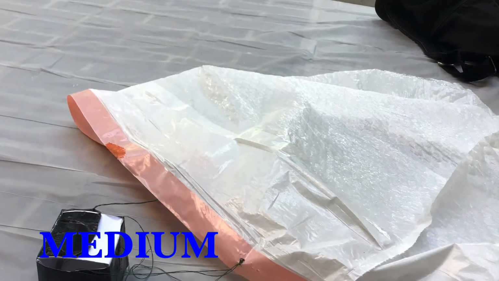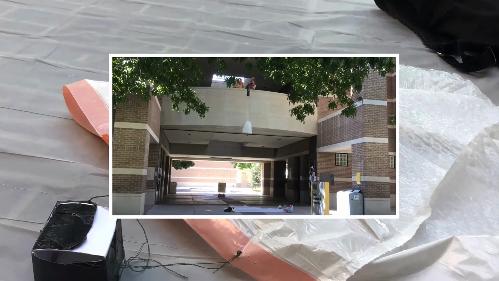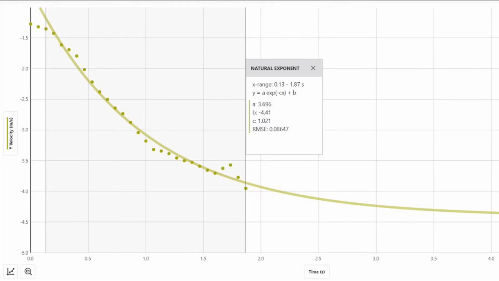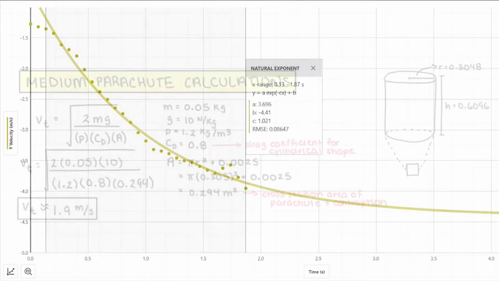For this trial, an egg was placed in a contraption that had a trash bag attached as a parachute and was dropped from the same height. After adding a natural exponent fit, the terminal velocity was observed to be 4.41 meters per second. This was determined by eyeballing the point at which the natural exponent line of best fit levels off.